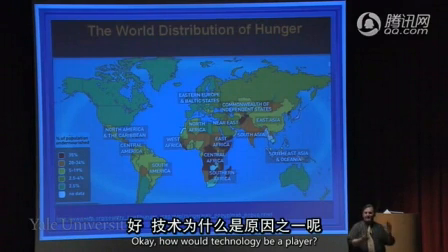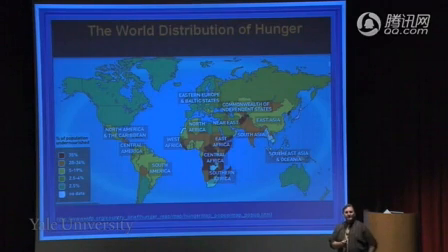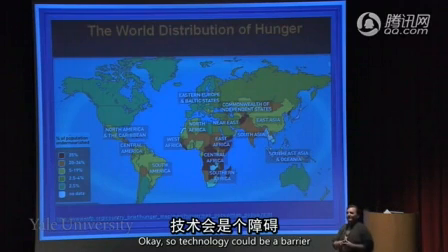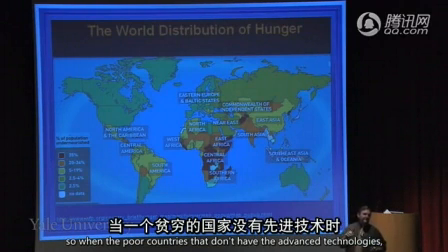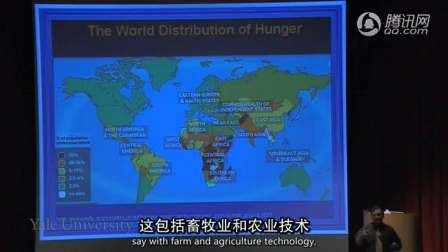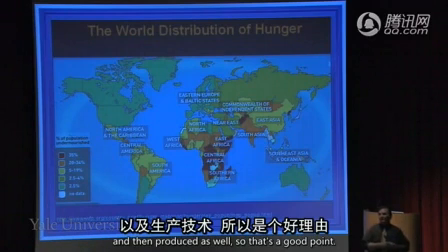Yes? Technology. Okay. How would technology be a player? Like with increased technology, access to food supplies, and making food easier and widespread. Okay. So technology could be a barrier. In the poorer countries that don't have the advanced technologies, there could be limitations in how much food gets grown, say with farm and agriculture technology, and then produced as well. So that's a good point.